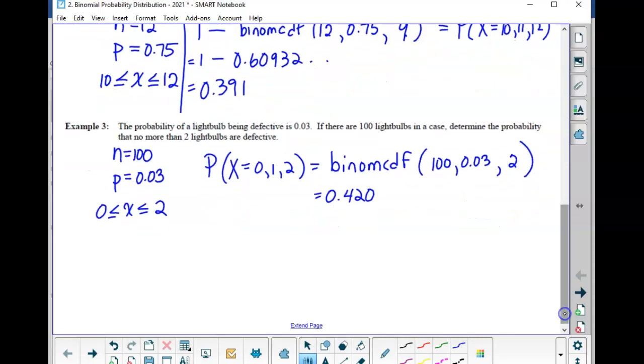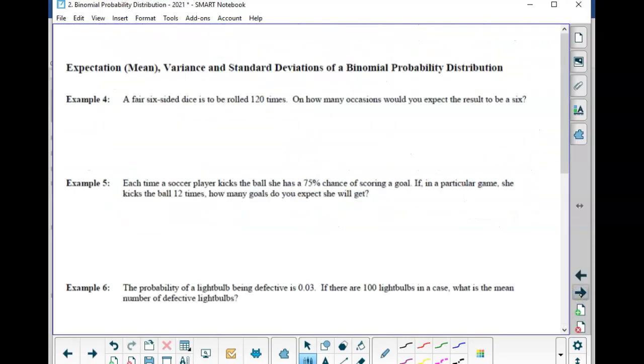All right, so now the mean, expectation, variance and standard deviation of a binomial probability distribution. Remember, a binomial probability distribution is a form of a discrete probability. You can't have half of a goal, right? Or half of tossing a head. So it is discrete. So we're just going to multiply the probability times the number of occurrences.